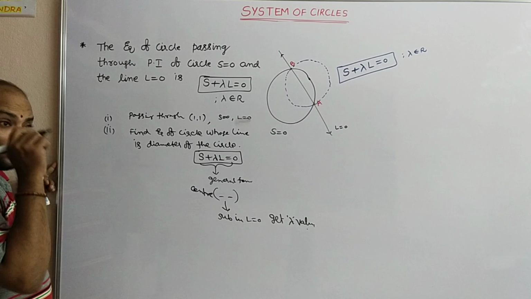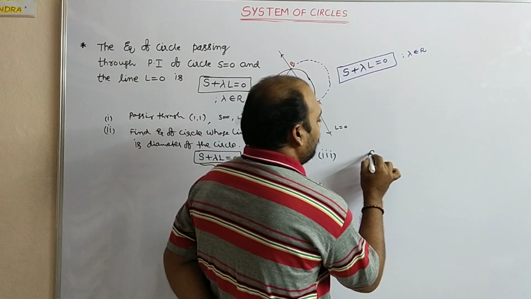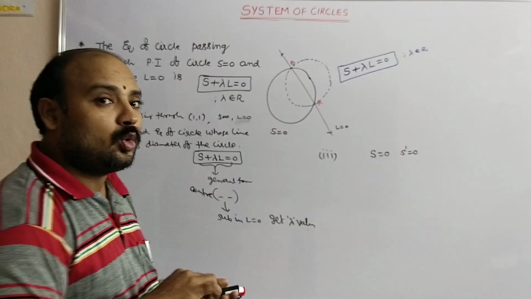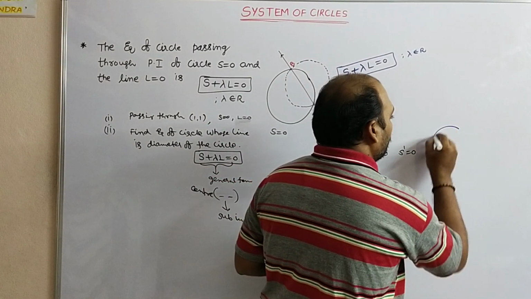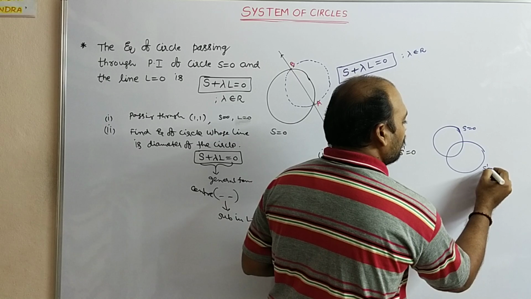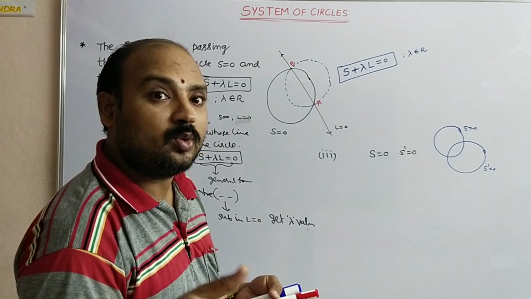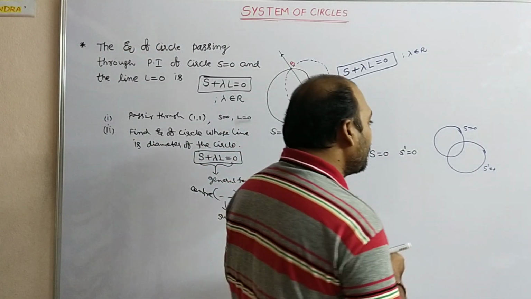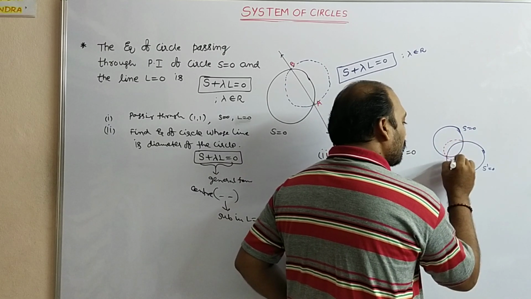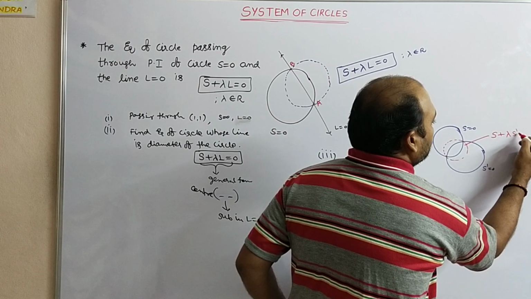And suppose two circles are given in this third case, S is equal to 0 and S dash equal to 0. Two circles are there. So how to do in that case? Find the equation of circle passing through S equal to 0 and S dash equal to 0, which are intersecting at these points only. So this circle is S plus lambda S dash equal to 0.